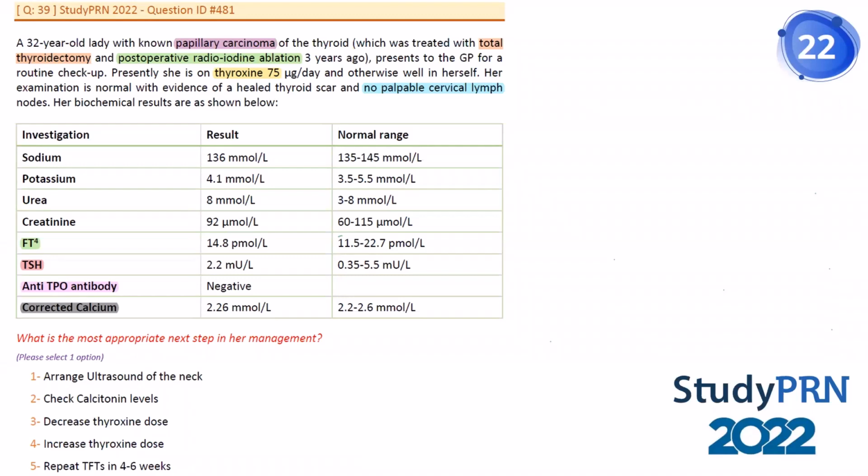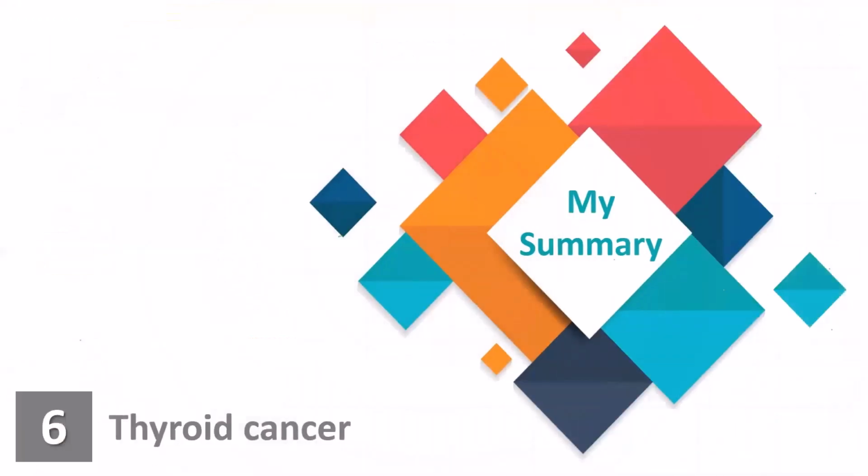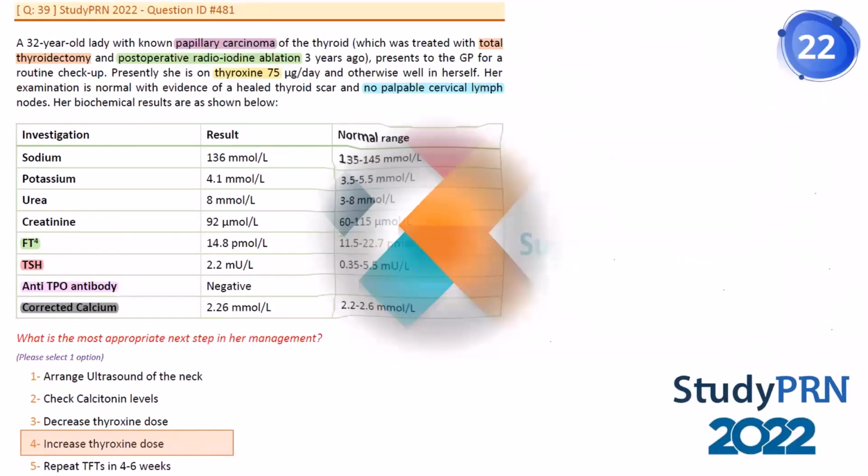Increase thyroxine dose. Decrease, increase, or leave it the same? Increase, to bring the TSH down to 0.1. Yes, because the patient received post-operative radioiodine ablation. So the target of the TSH is less than this number, so we should increase the thyroxine dosage. So this is the last question in my session.